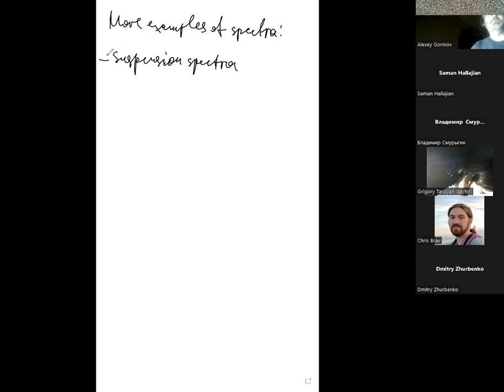Well, there's an obvious example of a spectrum, which is a suspension spectrum, and my guess is that everyone knows what a suspension spectrum is. If this guess is not correct, please let me know.